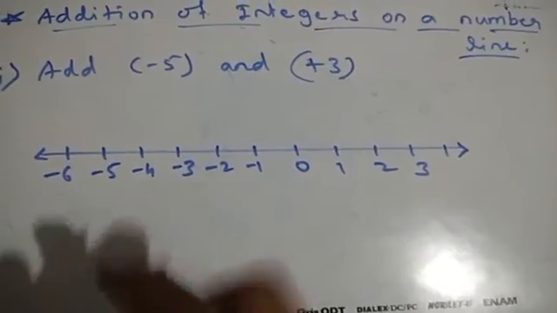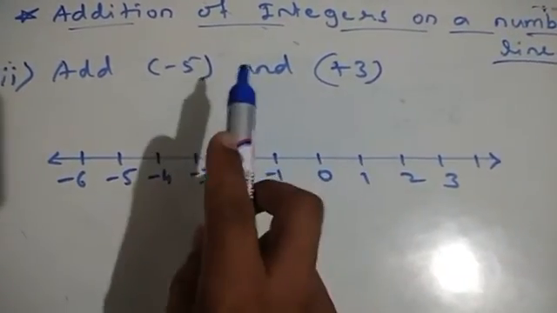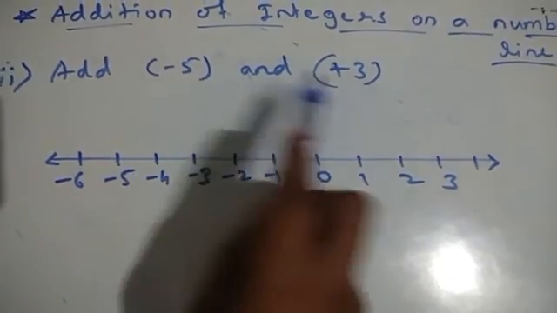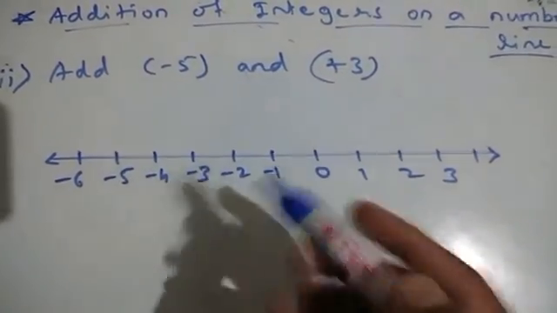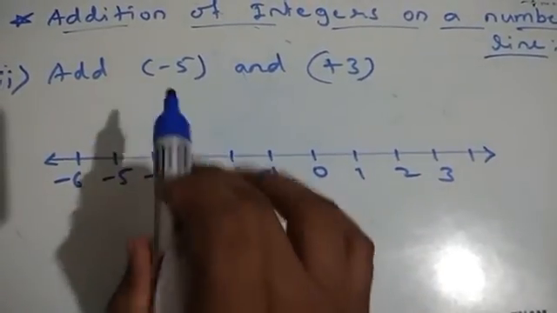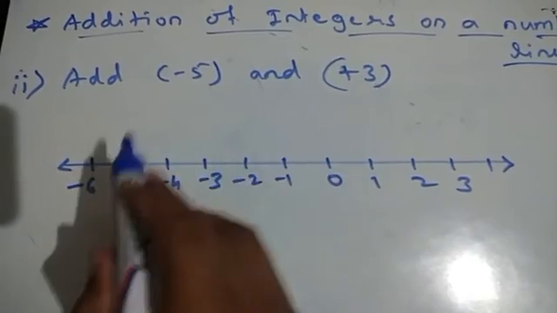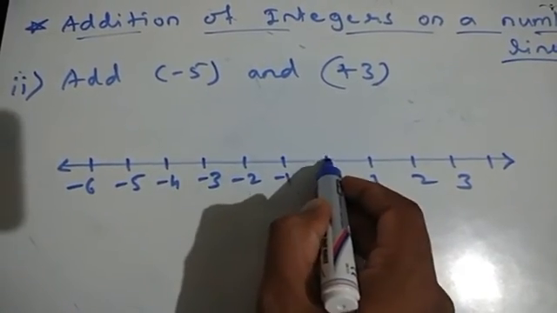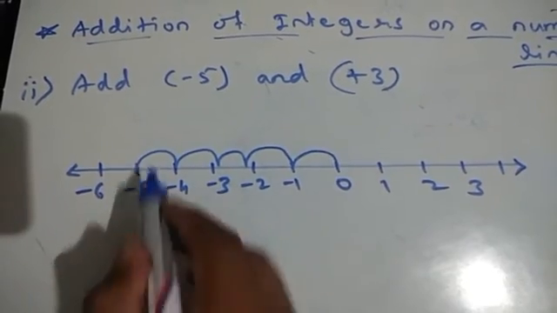See one more example here. Add minus 5 and plus 3. In the previous example we saw that 5 was positive and 3 was negative. Now here 5 is negative and 3 is positive. See here how to add. So again we have to start from minus 5. So make directly 5 jumps. 1, 2, 3, 4, 5. So where do we reach? Minus 5.